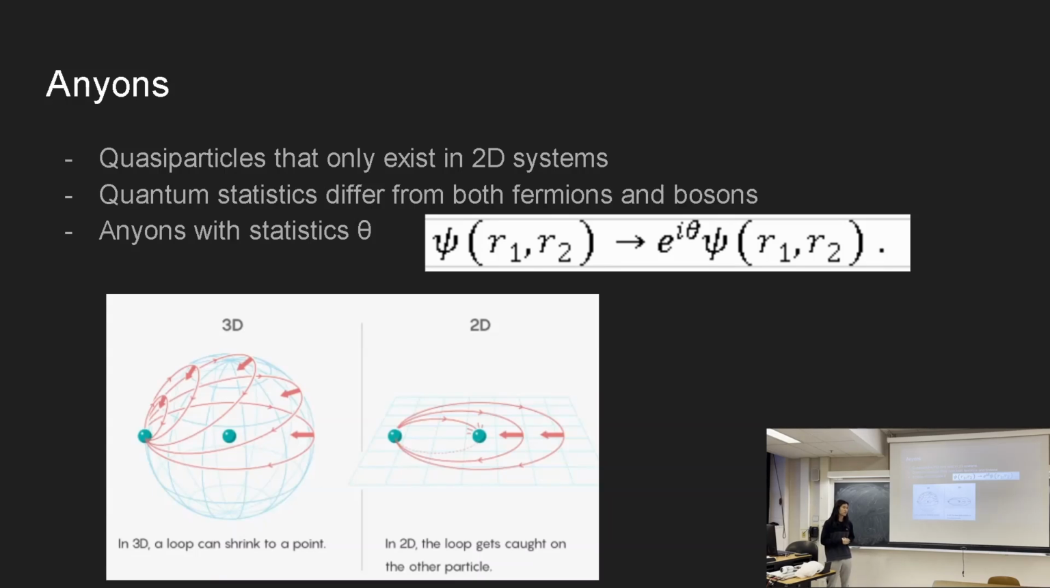Wait, so is the loop the particle moving in the loop, or is it just a theoretical loop? It's just a theoretical loop. So just imagine drawing a loop around a particle. This loop around a particle is different than the loop that's not around a particle in 2 dimensions. But in 3 dimensions, it's just the same.